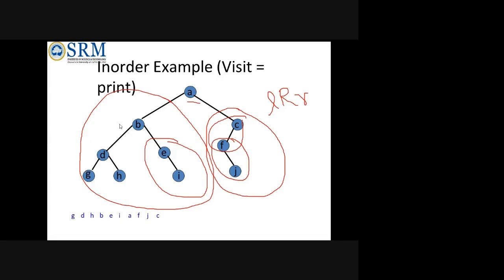Now that means B's left is over. When it returns, it will go to B only. Now when this is being popped out, it will think that B is still there. B is the root node of this subtree. So B will be printed. Next it will go to the right node.